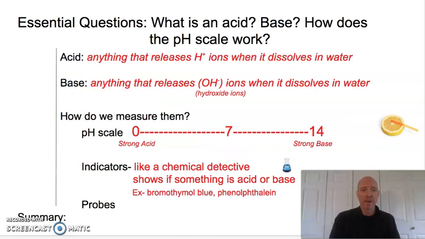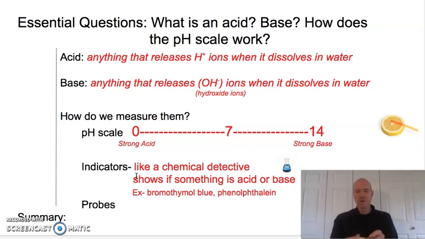Just to wrap up here, we've got how do we measure these things? And so we've done a lab that involved bromothymol blue. Remember we were blowing bubbles into the bromothymol blue, making carbonic acid, and the bromothymol blue changed colors. It's called an indicator. It's like a chemical detective, and it changes colors when it's in the presence of an acid or a base. And so there's all different kinds. This is a kind called litmus paper. You just basically dip this paper into the liquid and it turns colors if it's in the presence of an acid or base.